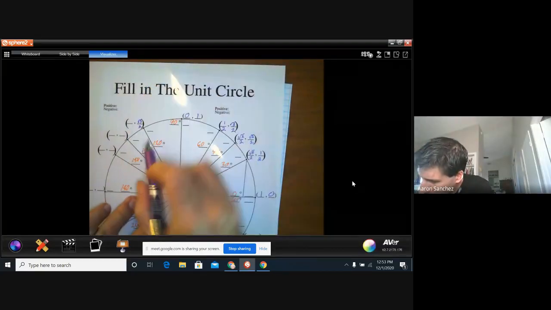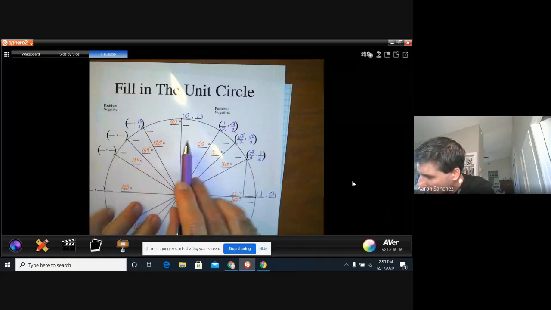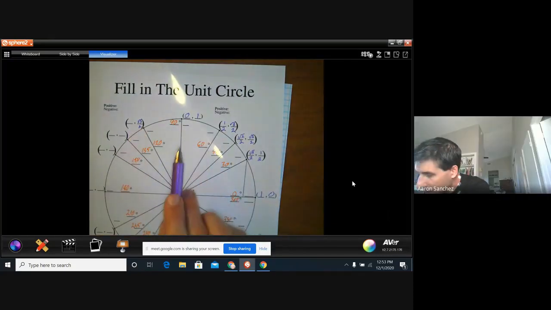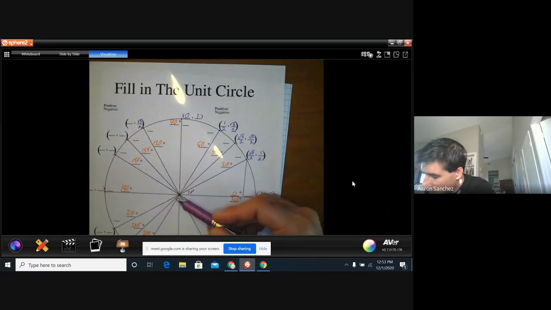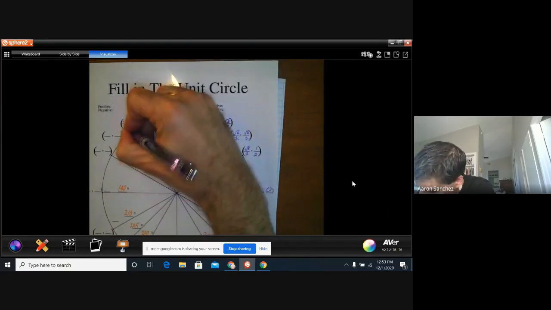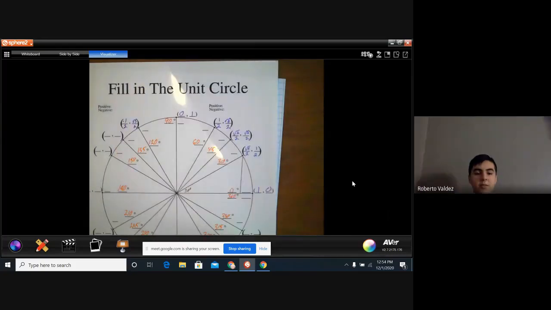Roberto, can you tell me how far across it goes? 1/2. Okay. Yes, you are correct. However, remember that coordinate plane, we're going in the negative direction, so it'll be -1/2. Does that make sense to you or no? Yeah, it does make sense.